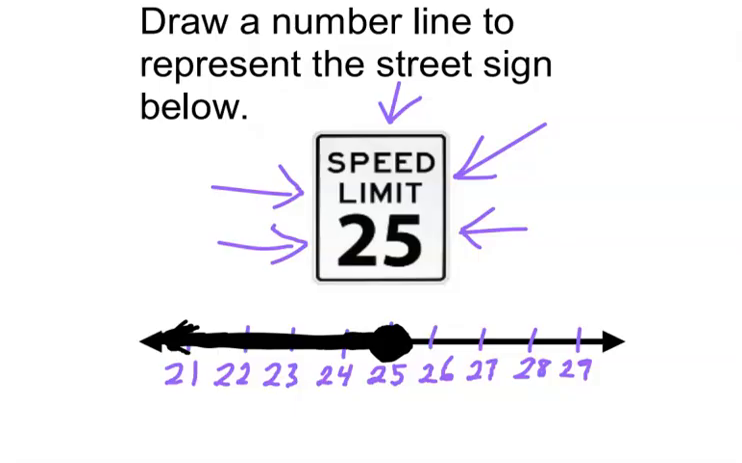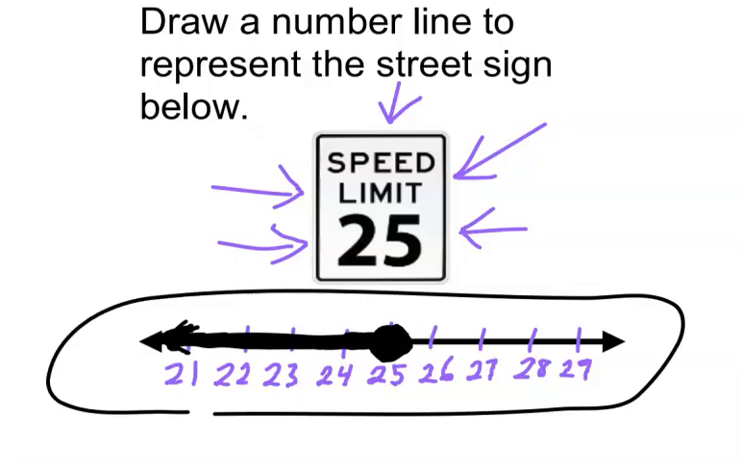So we drew the number line and marked it. We included the 25 because you can go 25 miles an hour exactly or less. All right, there's your number line.